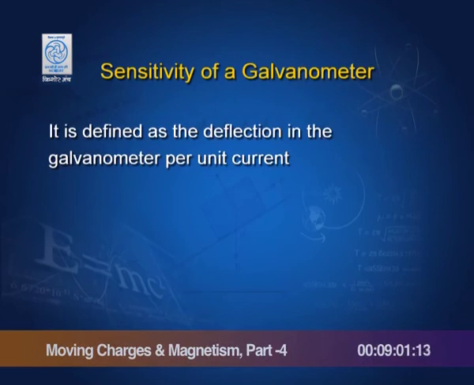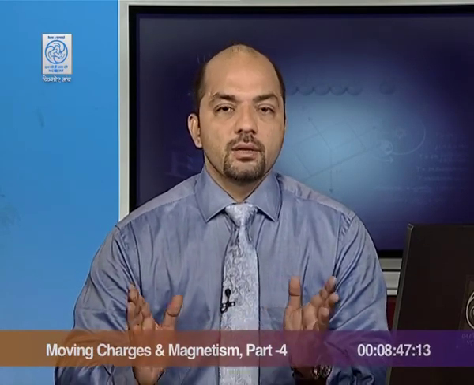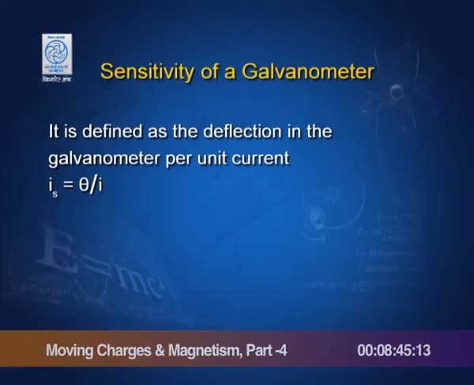Sensitivity of a galvanometer. It is defined as the deflection in the galvanometer per unit current. If current I is passing through the galvanometer and the maximum deflection in the galvanometer for the corresponding current is theta, then the sensitivity Is equals theta divided by I. Substituting the value of the current, we get Is equals BAN upon K.